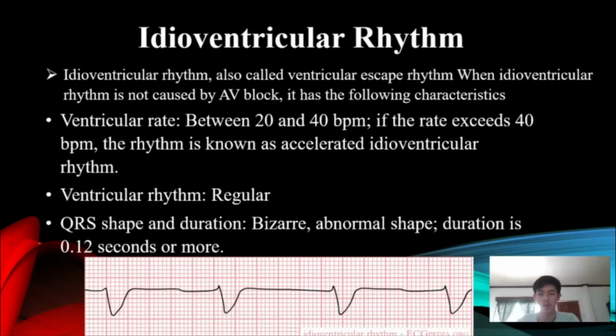The next type of ventricular dysrhythmia is the idioventricular rhythm. It is also called a ventricular escape rhythm. When idioventricular rhythm is not caused by a V block, it has the following characteristics: ventricular rate between 20 and 40 beats per minute. If the rate exceeds 40 beats per minute, the rhythm is also known as accelerated idioventricular rhythm. Its ventricular rhythm is regular. The QRS shape is bizarre and abnormal. Duration is 0.12 seconds or more.